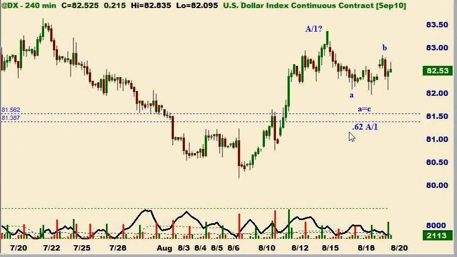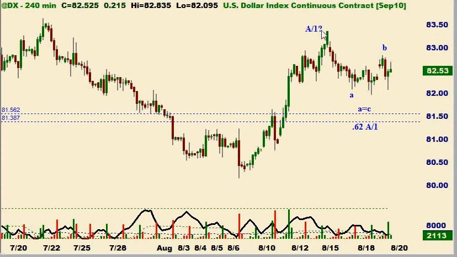And finally, here's the dollar index. To me, the dollar index looks like it wants to make one more pulse down, corrective down. Now, how that's going to work out with the stock market, it's hard to say. If we rally right through the top of this B, I'm probably wrong, and this little correction is already done. But there's a pretty nice target here.